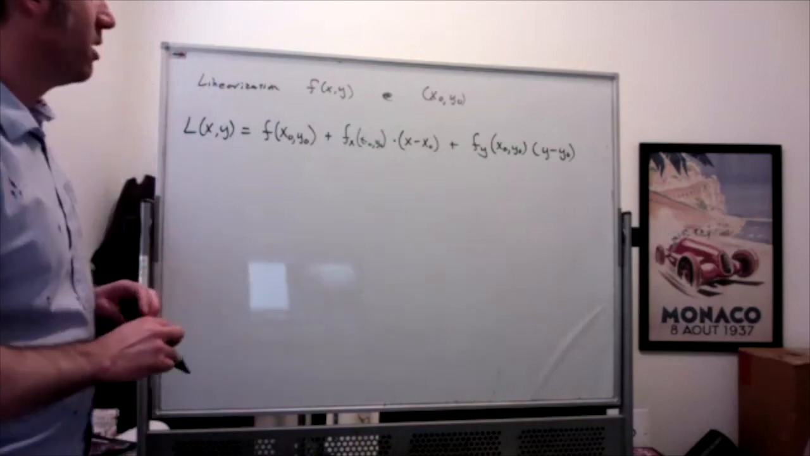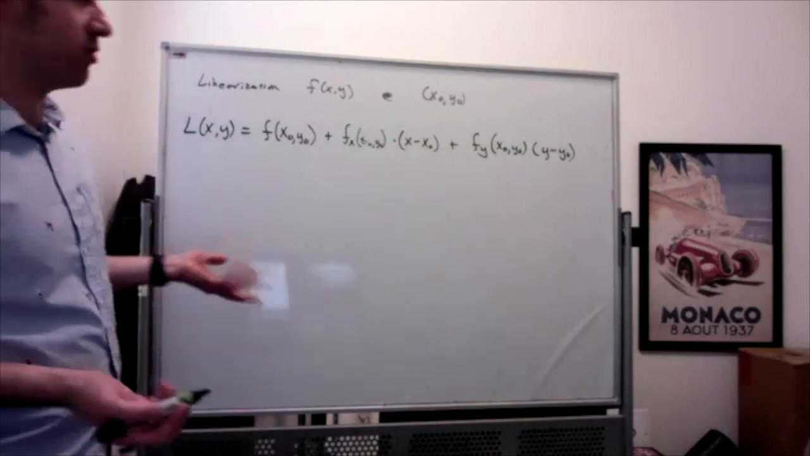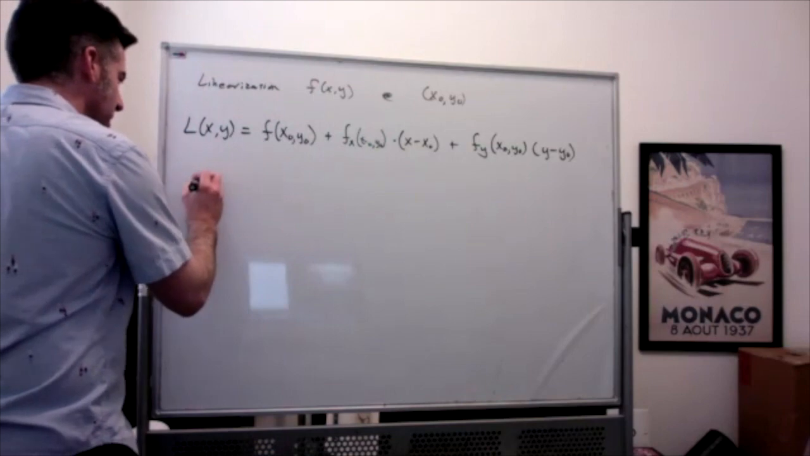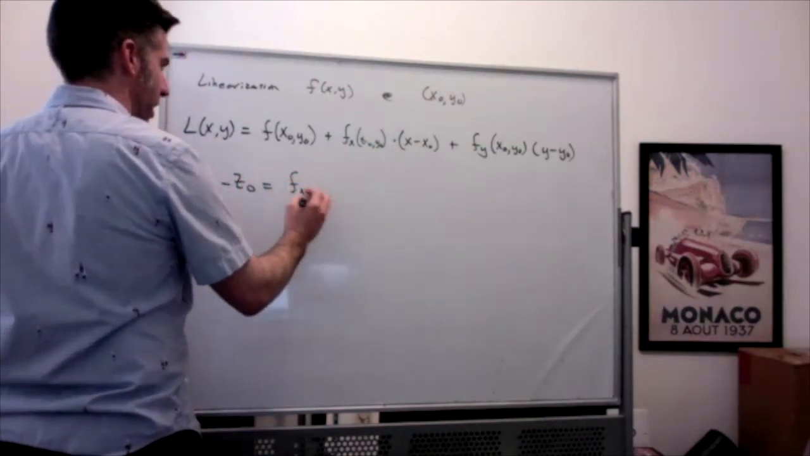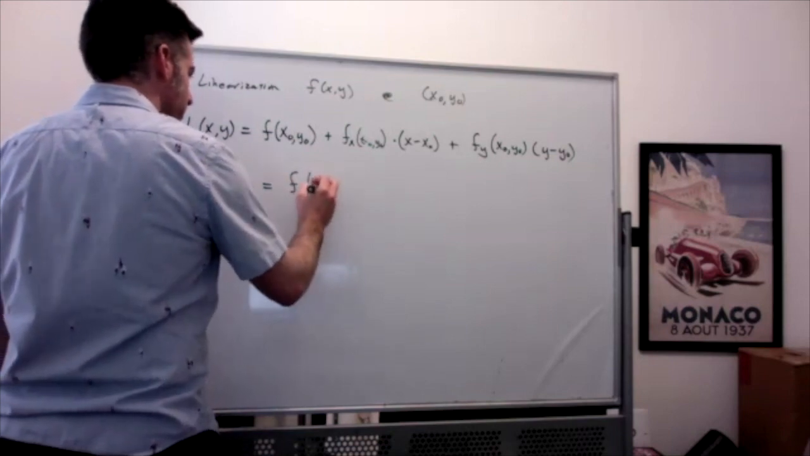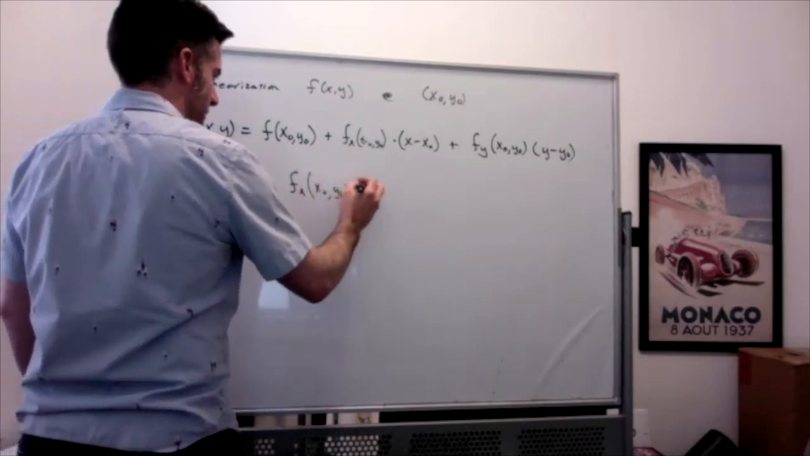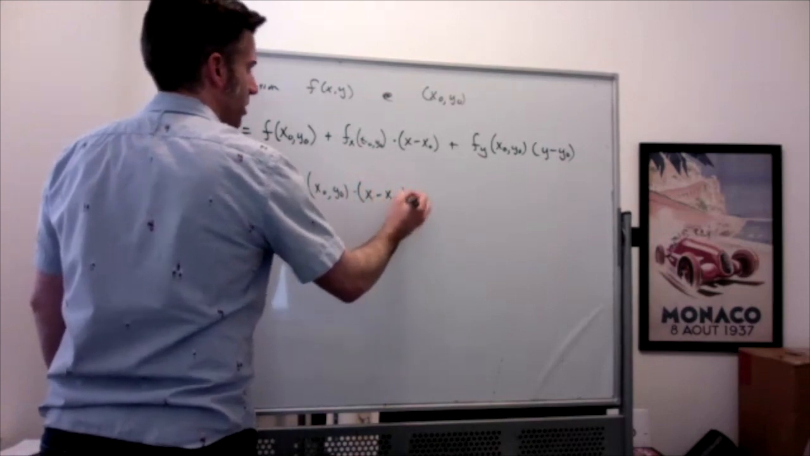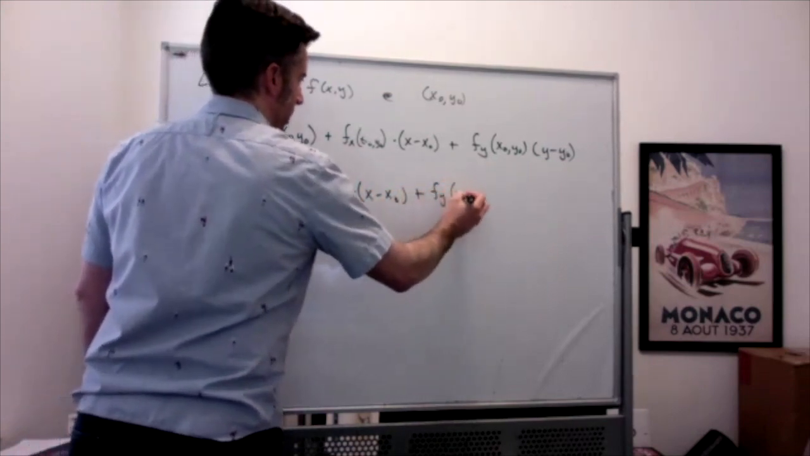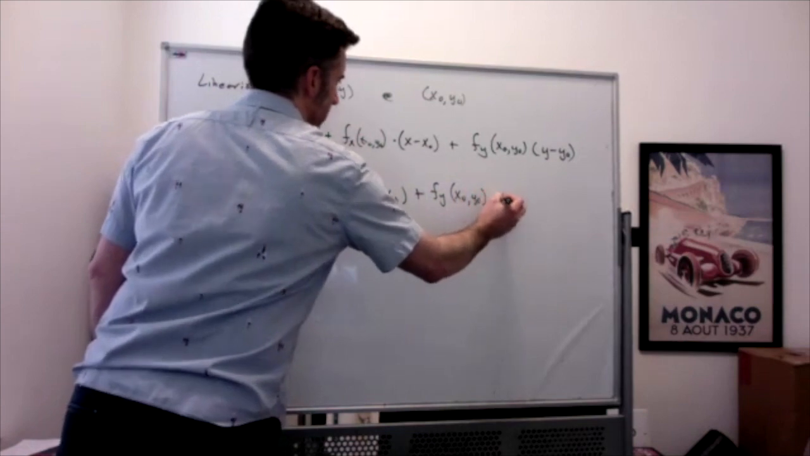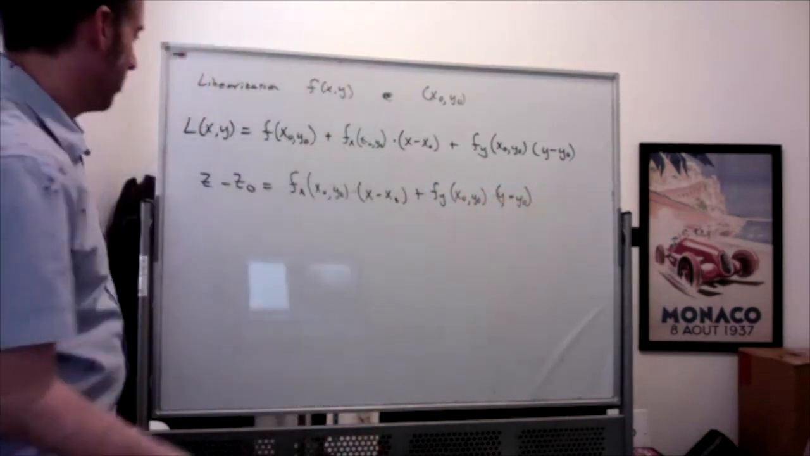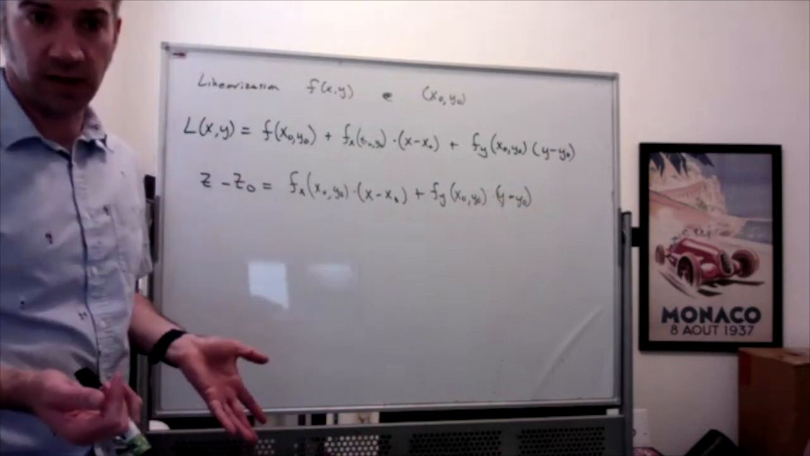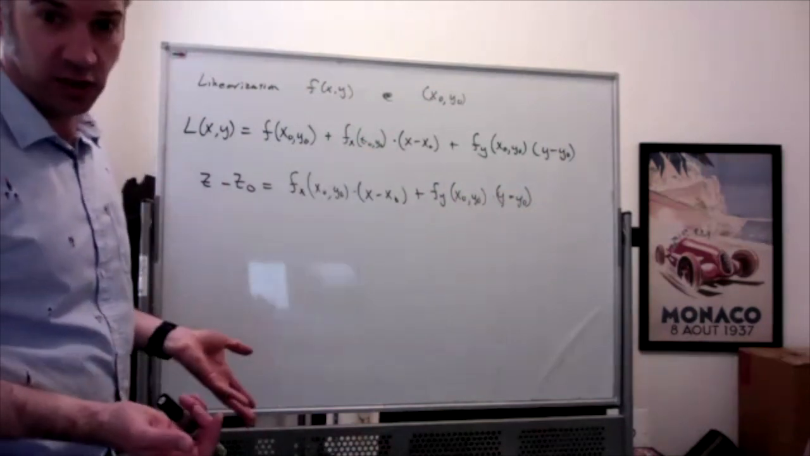If you were going to write the equation of the tangent plane, you might write it as z minus z naught equals f x at x naught, y naught times x minus x naught plus f y at x naught, y naught times y minus y naught. But they're the same thing. So that's how you find the equation of the tangent plane, aka the linearization. So that's what we're going to do here.